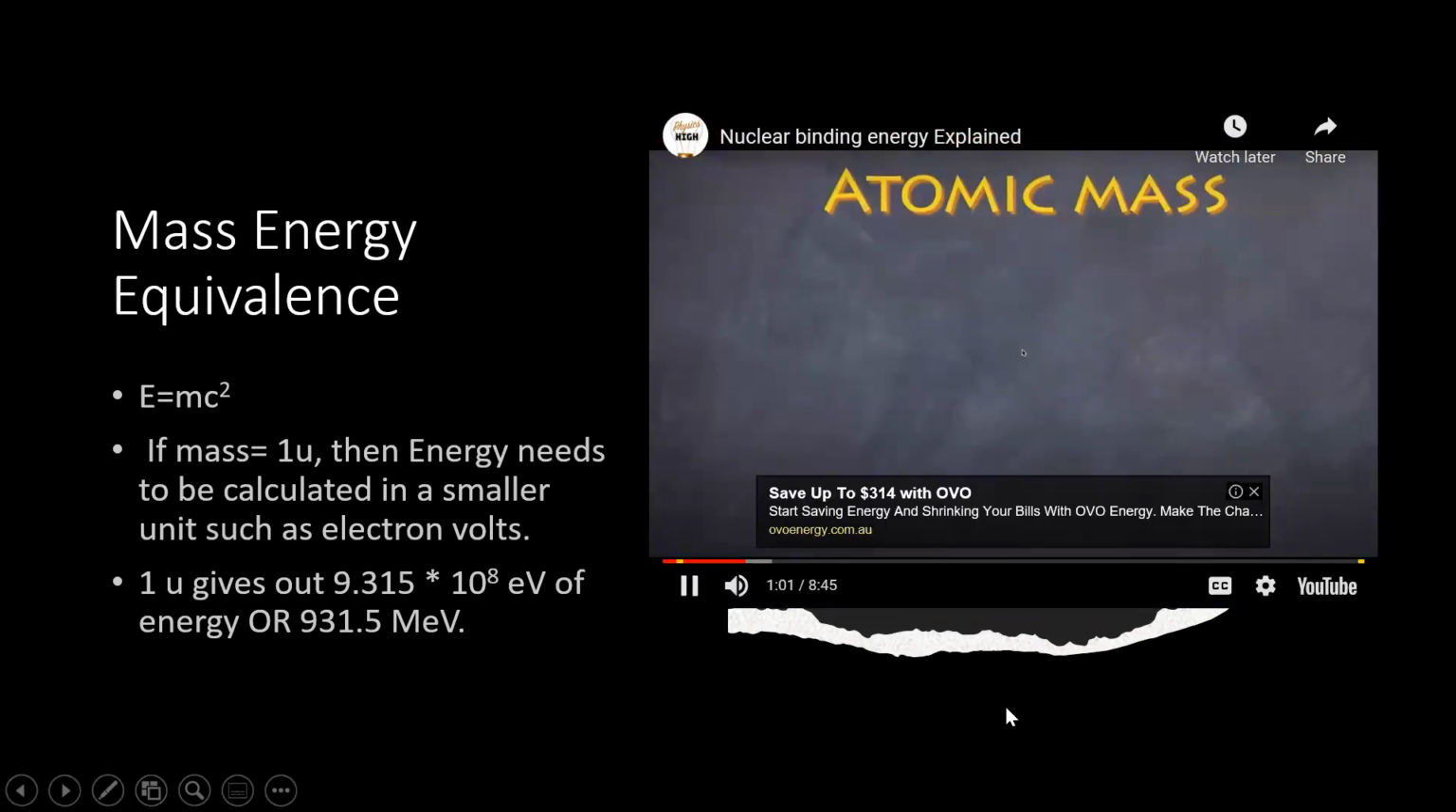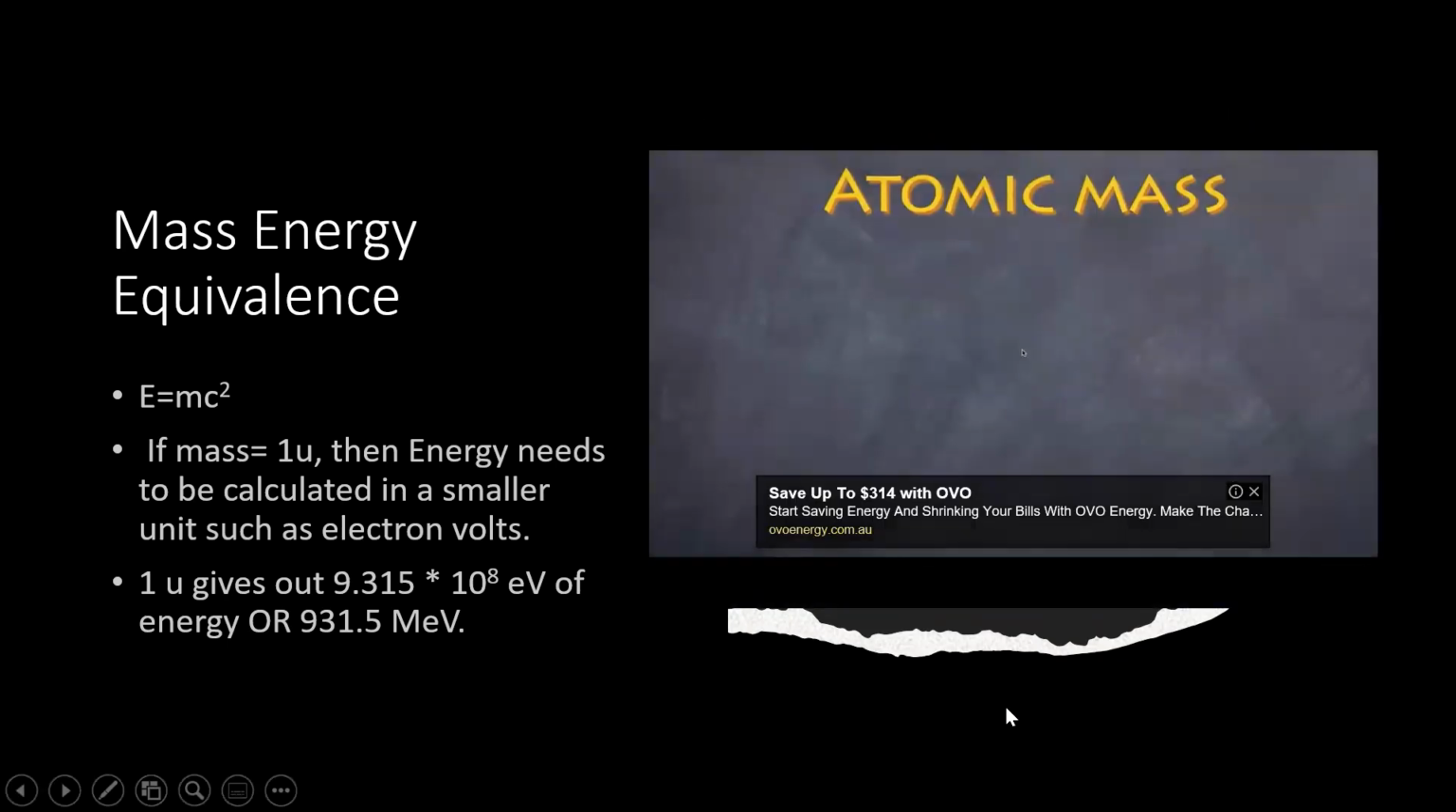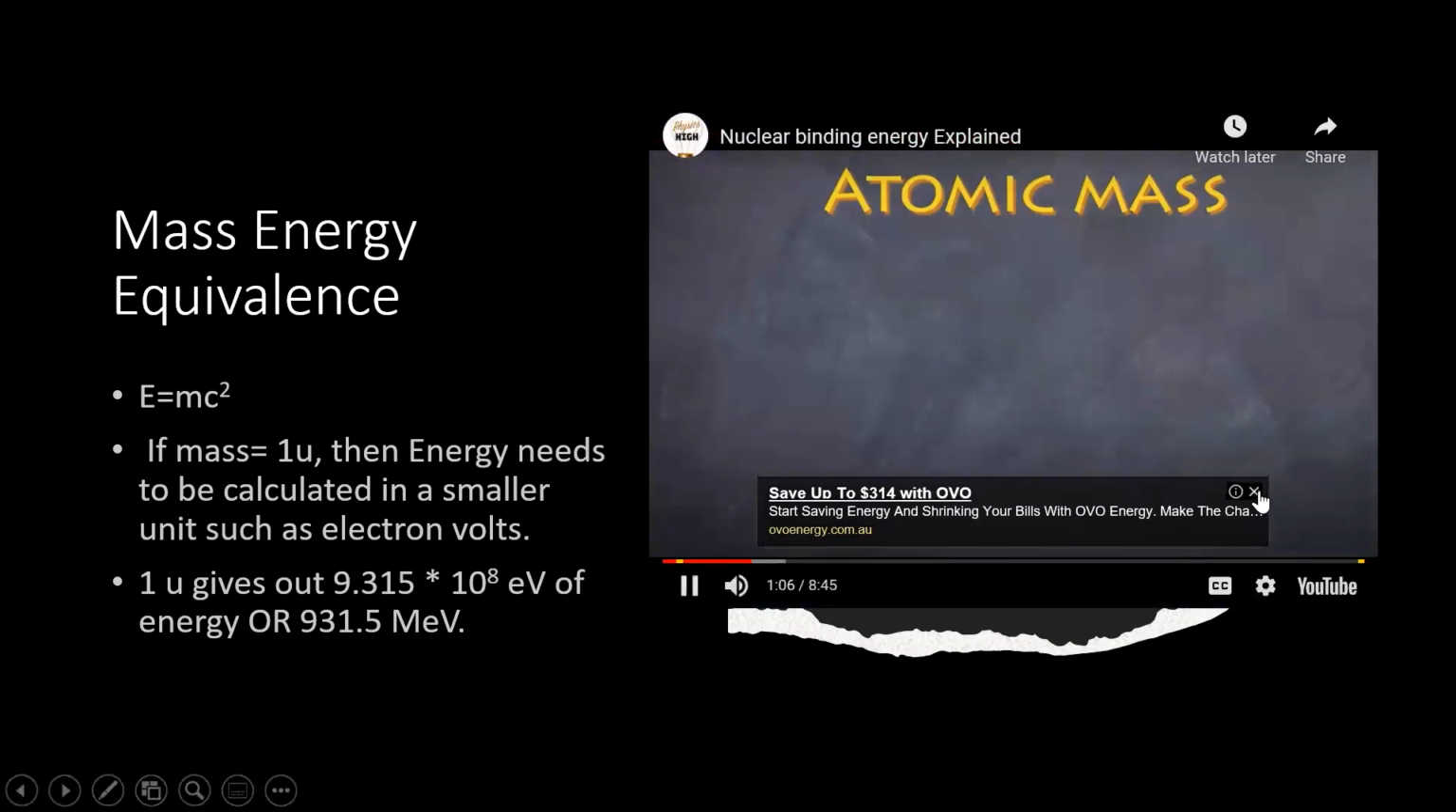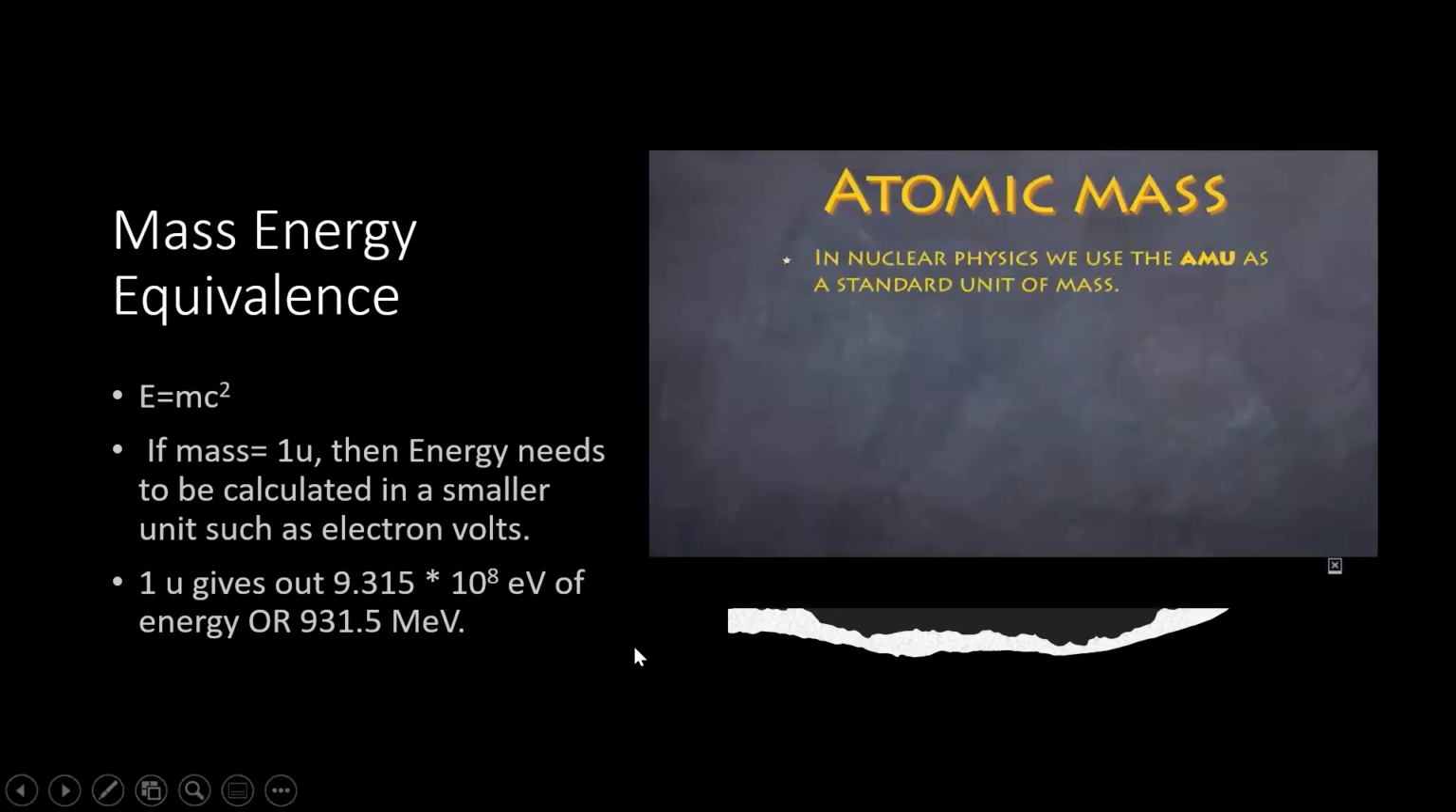To help us better explain the concept, I want to introduce the concept of atomic mass and how we measure it. We need a unit that is a little bit more helpful rather than using kilograms. So we have a unit called the AMU, or the atomic mass unit, which is simply a standard unit in mass and nuclear physics. It's based on carbon-12.